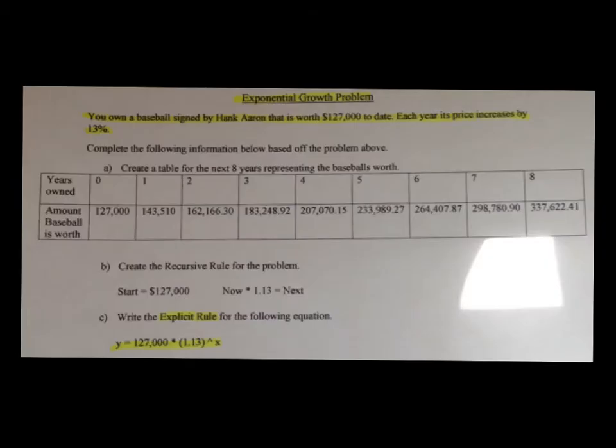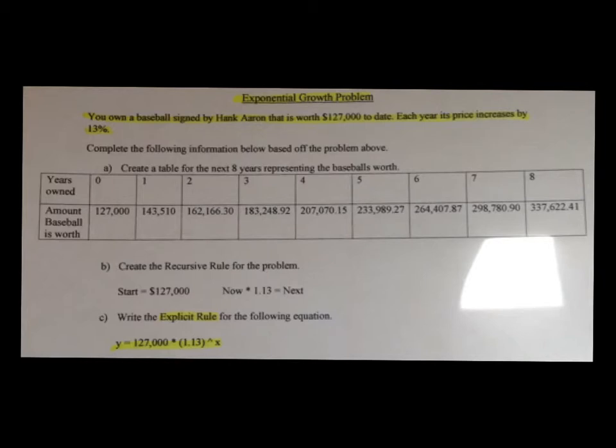I'm going to show you how to solve an exponential growth problem. I will be showing you how to create a table, recursive rule, explicit rule, graph, and how to create two additional problems or predictions of the future along with it. The problem you will solve is, you own a baseball signed by Hank Aaron that is worth $127,000 to date. Each year the price increases by 13%.